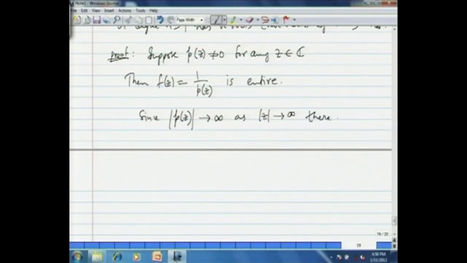Because this happens, there exists an R, for a large R, such that 1 by p of z is strictly less than 1 for modulus of z greater than R. 1 by p of z has to tend to 0. So, 1 by p of z in modulus is strictly less than 1 for really large modulus of z.